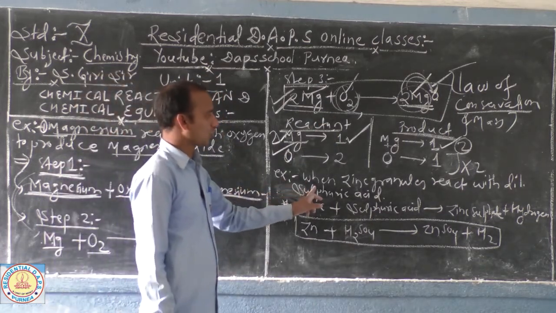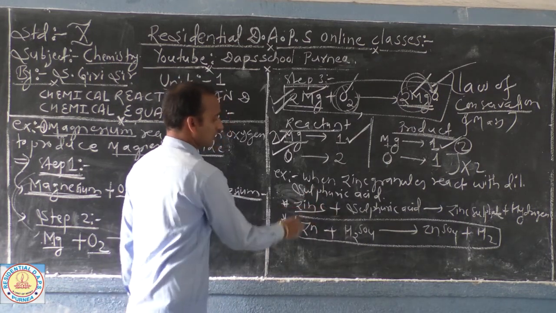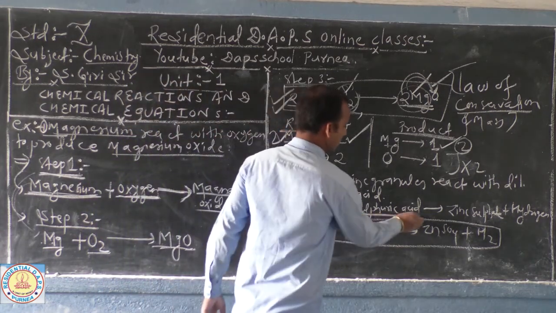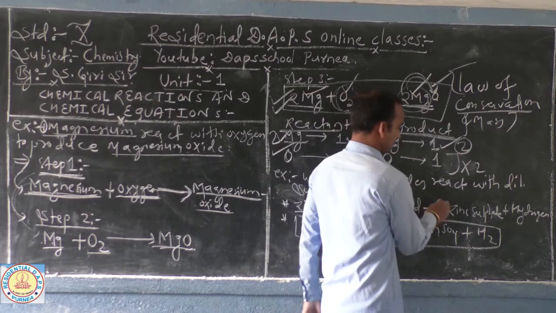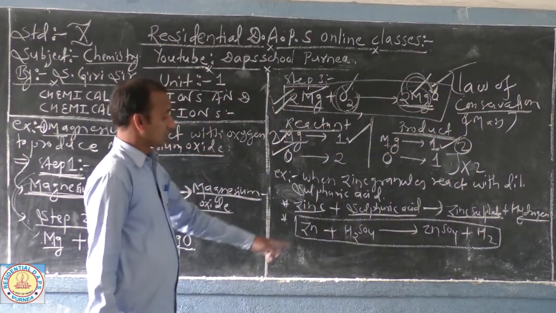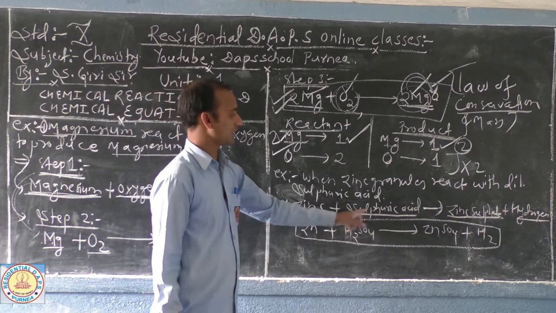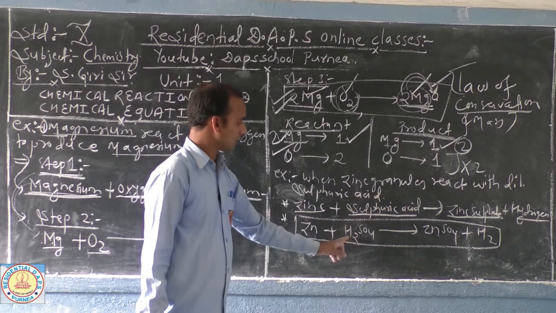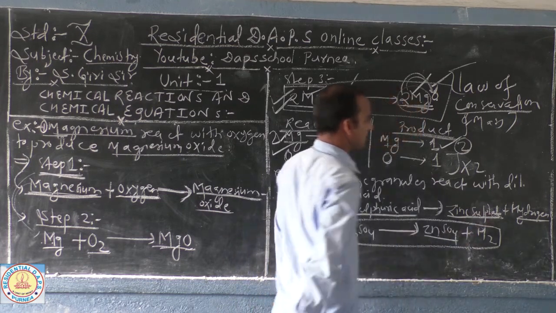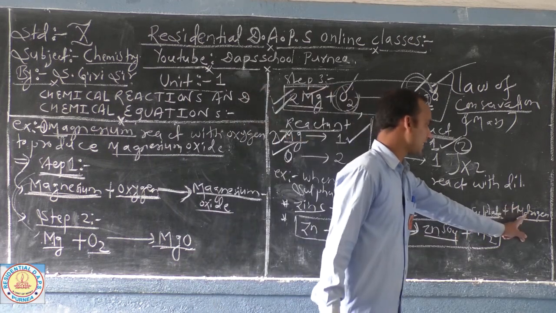Now here is example 2: when zinc granules react with dilute sulfuric acid, what happens? Number 1, you have to write it in word form, the word equation: zinc plus sulfuric acid gives zinc sulfate plus hydrogen gas. Now the symbol for zinc is Zn. The molecular formula of sulfuric acid is H2SO4, the molecular formula of zinc sulfate is ZnSO4, and the molecular formula of hydrogen is H2.